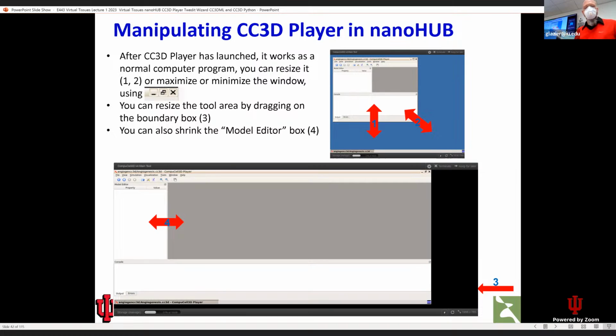If you're running locally, you just start CompuCell Player. Everybody, whether you're on nanoHUB or locally, should have something that looks like this. If you're running locally, you'll see this internal gray window. You won't see this X11 bounding box. That's nanoHUB.